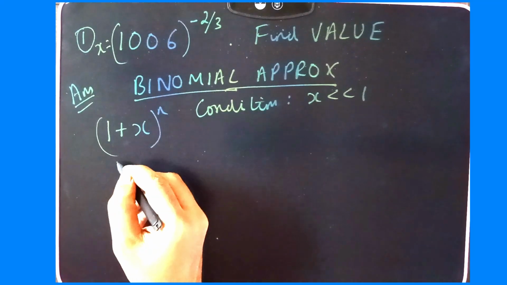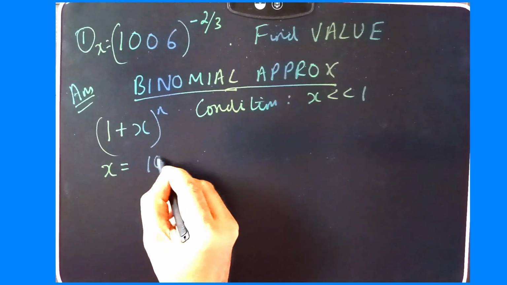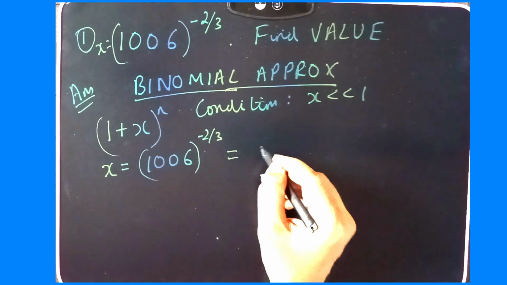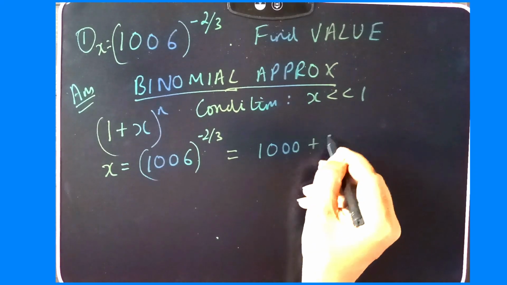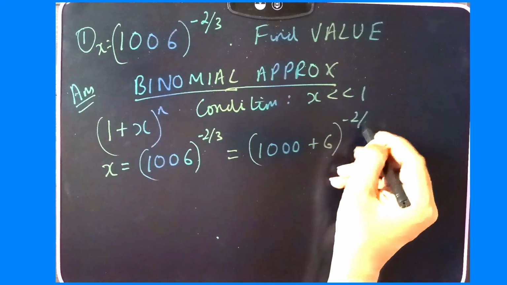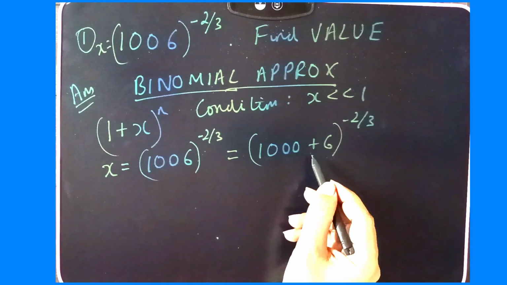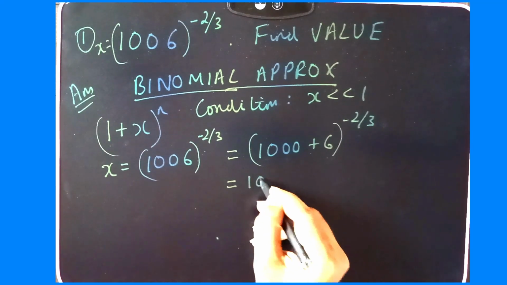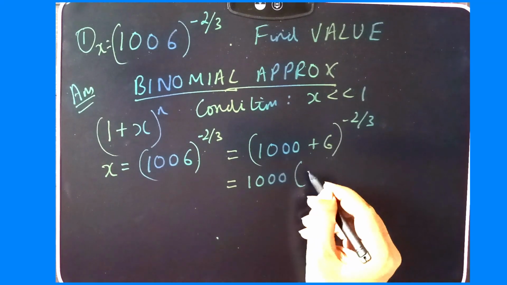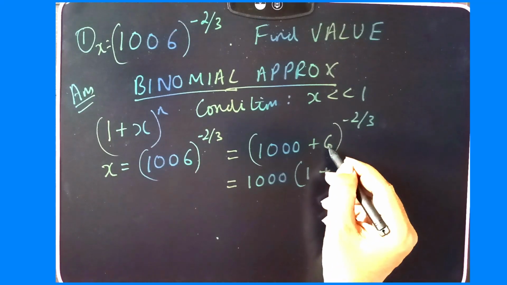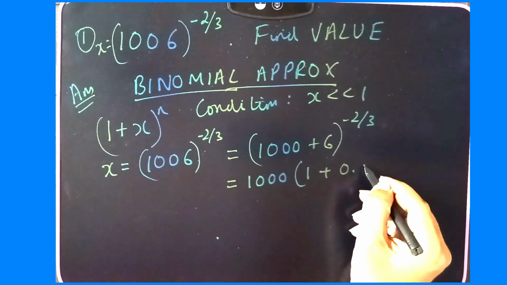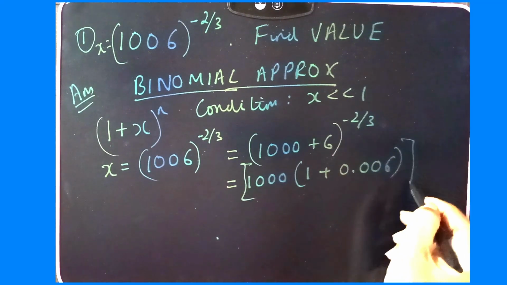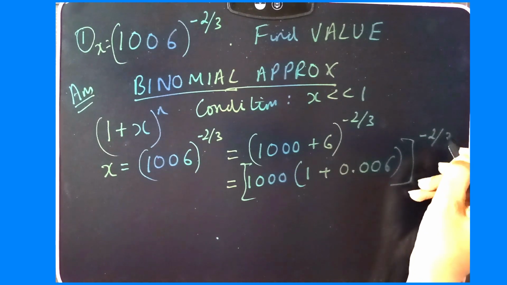So now this particular number here, 1006 raised to power of minus 2 by 3, can we write it as 1000 plus 6 raised to power of minus 2 by 3? But we need it in this form. So 1 should be there. So to get 1, what you will do? You'll take 1000 outside, then you'll get 1 plus, you need to get 6. We'll get 6 if you multiply with 0.006, and this full thing is raised to the power of minus 2 by 3.